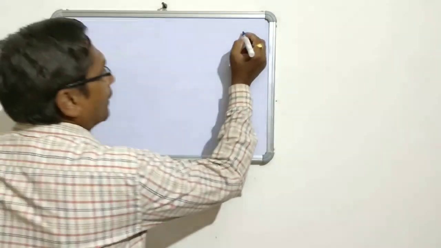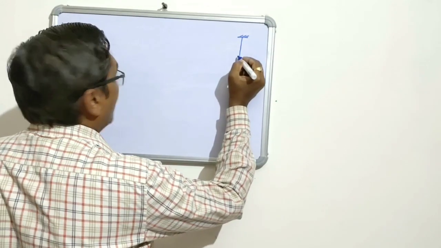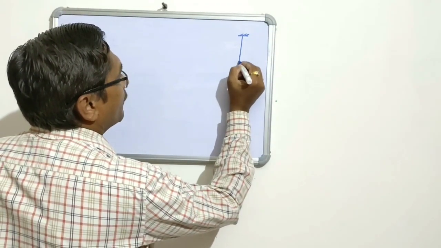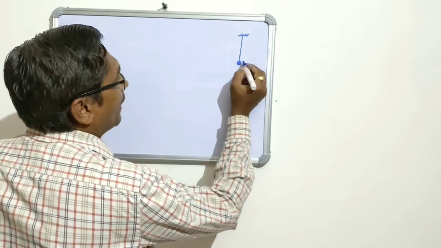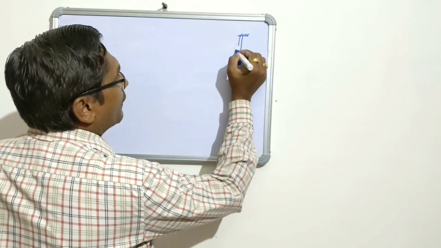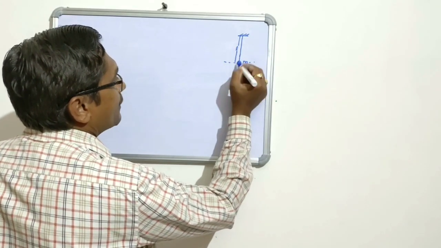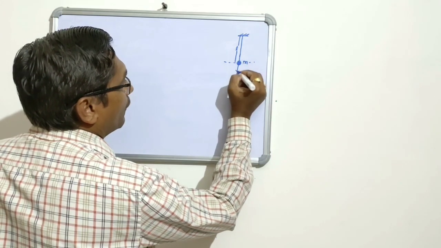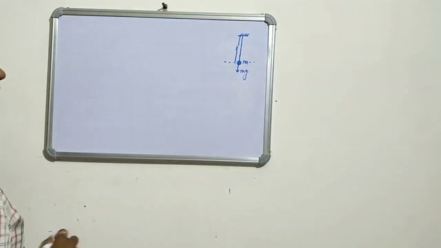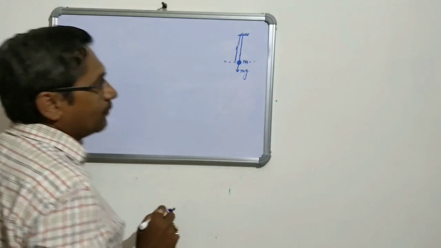Example is, this is a pendulum. Suppose it is a pendulum. The mass of the bob is m. The length of the pendulum is L, and the pendulum is oscillating in this direction, and the force of gravitation is acting in this direction. Okay. Now we derive the relation for the time period of this pendulum.